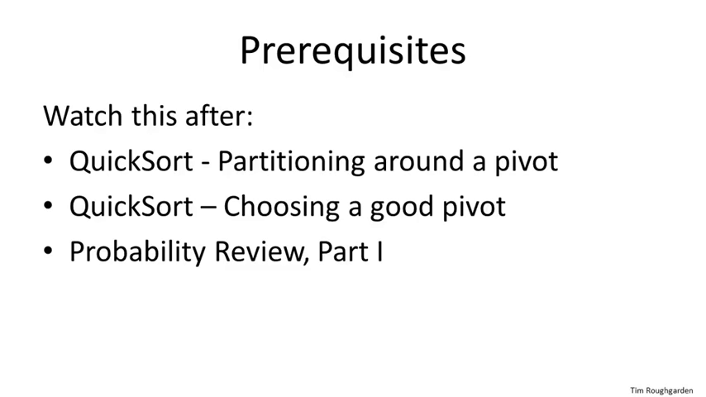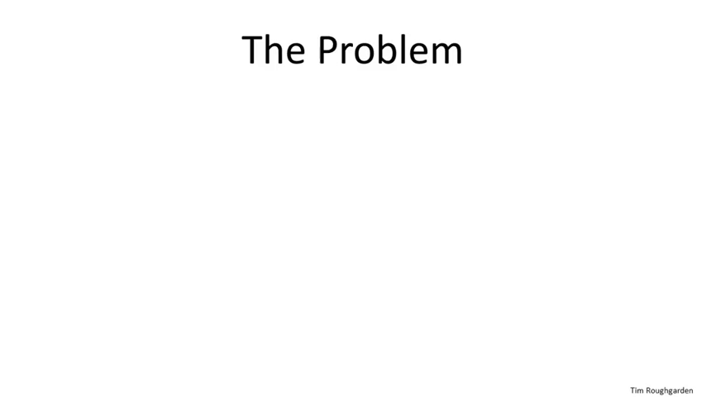You should also remember the previous discussion about pivot choices, the idea that the quality of a pivot depends on how balanced a split into two different subproblems it gives you. Those are both going to be important. For the analysis of this randomized linear time selection algorithm, I need you to remember the concepts from probability review part 1, in particular random variables, their expectation, and linearity of expectation. That said, let's move on and formally define what the selection problem is.